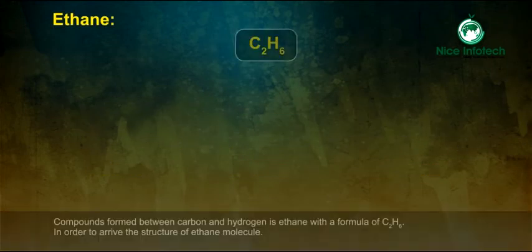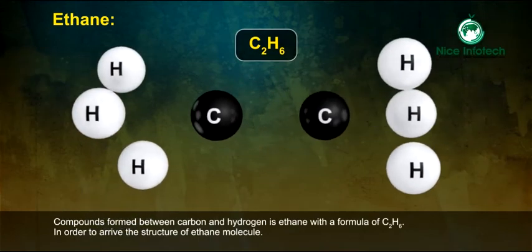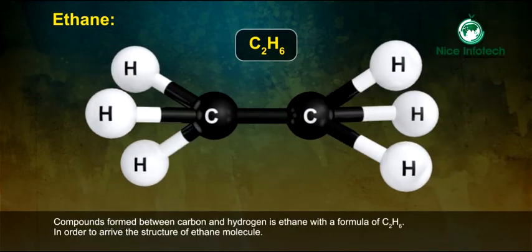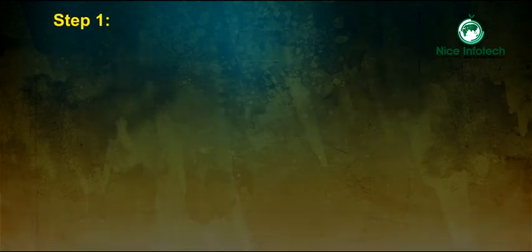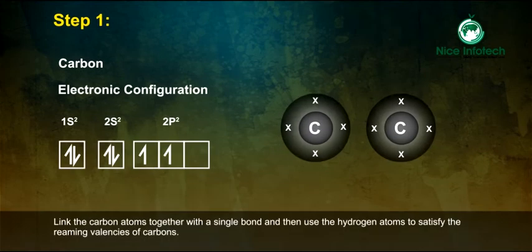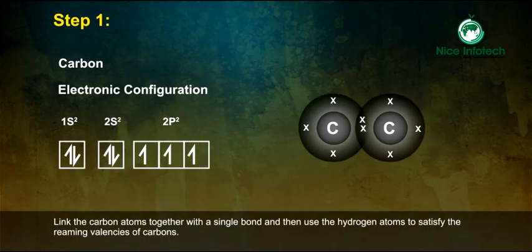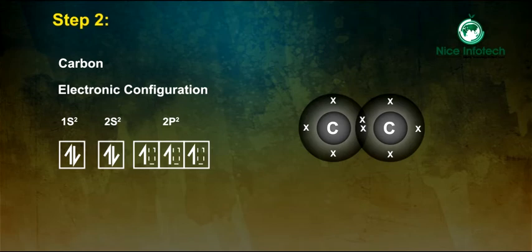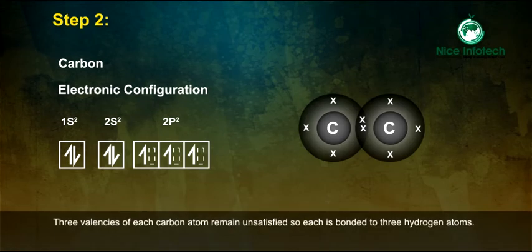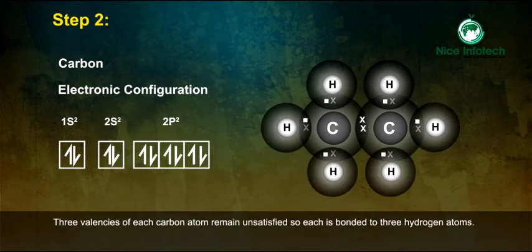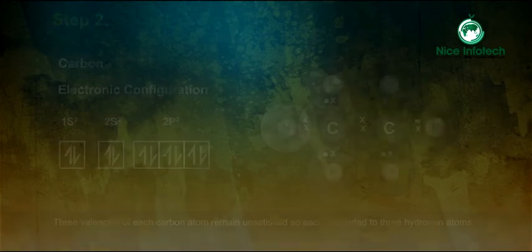Ethane. The compound formed between carbon and hydrogen is ethane, with a formula of C2H6. In order to arrive at the structure of the ethane molecule, step 1: link the carbon atoms together with a single bond and then use the hydrogen atoms to satisfy the remaining valencies of the carbons. Step 2: 3 valencies of each carbon atom remain unsatisfied, so each is bonded to 3 hydrogen atoms.